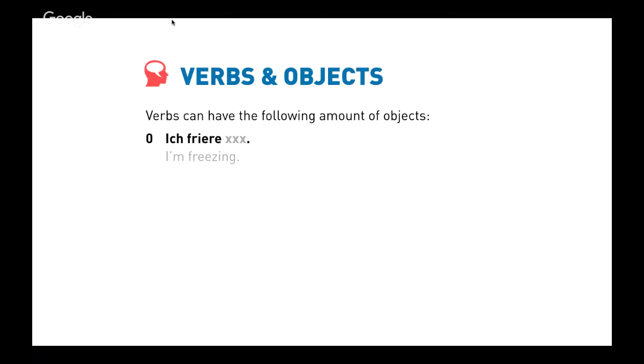Ich friere means I'm freezing, or it also means I'm cold. You couldn't say I'm cold a jacket. Yes, you could say I'm freezing a jacket, but that would be a completely different word in German. So frieren doesn't take anything afterwards, at least not without making quite some effort. Another example would be ich komme, I'm coming. You couldn't say I'm coming a car or I'm coming a city. That doesn't work. You would have to say I'm coming to a city, but then you wouldn't talk about objects anymore.